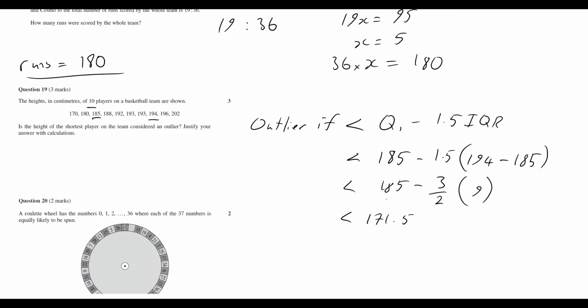171.5. And now we look at the shortest player. He's 170 centimeters tall. So we can say, yes, they are an outlier since 170 is less than 171.5. And that's our answer there.